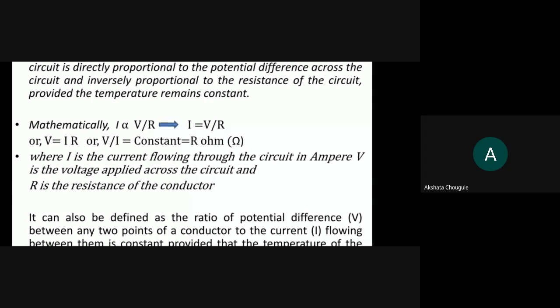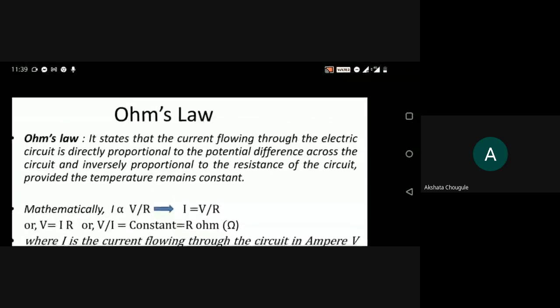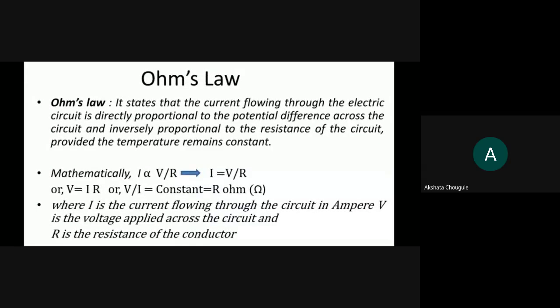It can also be defined like this: the ratio of the potential difference between any two points of a conductor to the current flowing between them is constant, provided that the temperature of the conductor remains constant. Always remember this, because if you miss the temperature and other physical conditions remaining constant, you cannot say the current is proportional to the potential difference. The condition of constant temperature is compulsory in the statement. Never miss that. So this is about our Ohm's law.